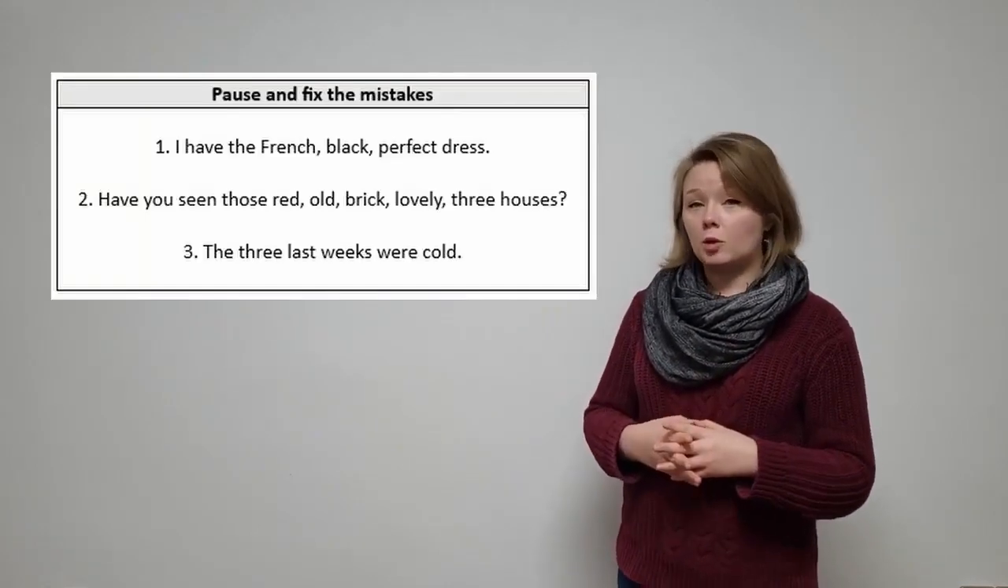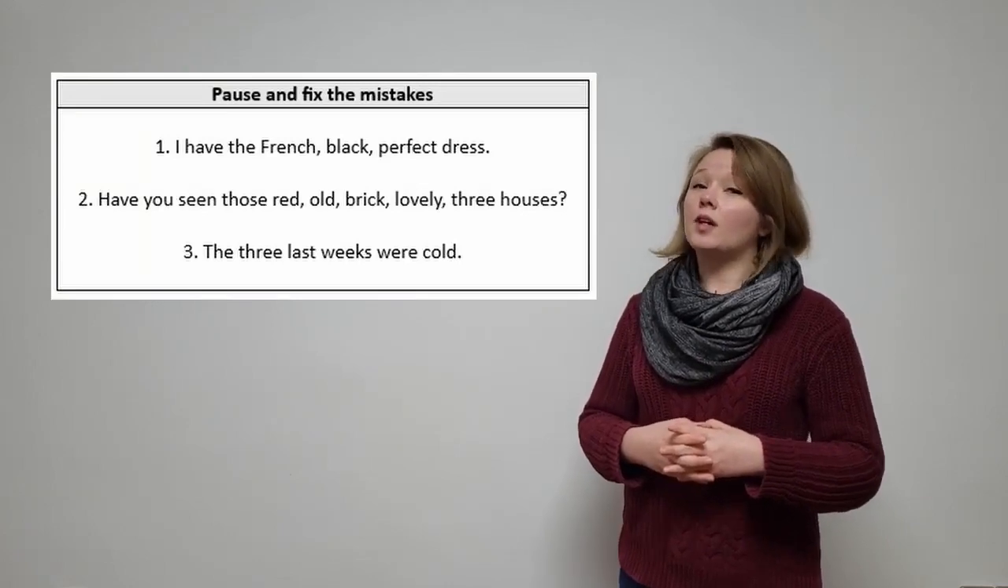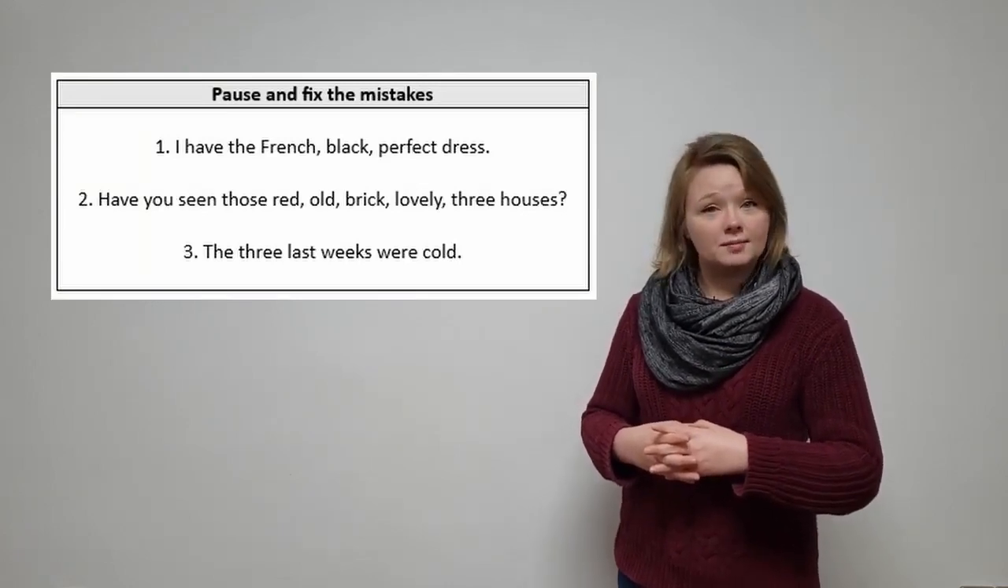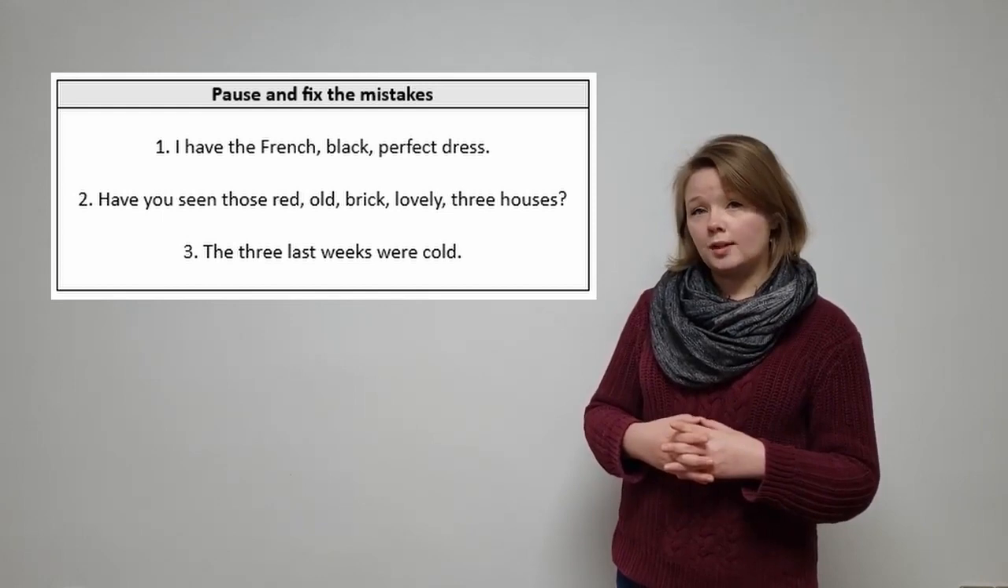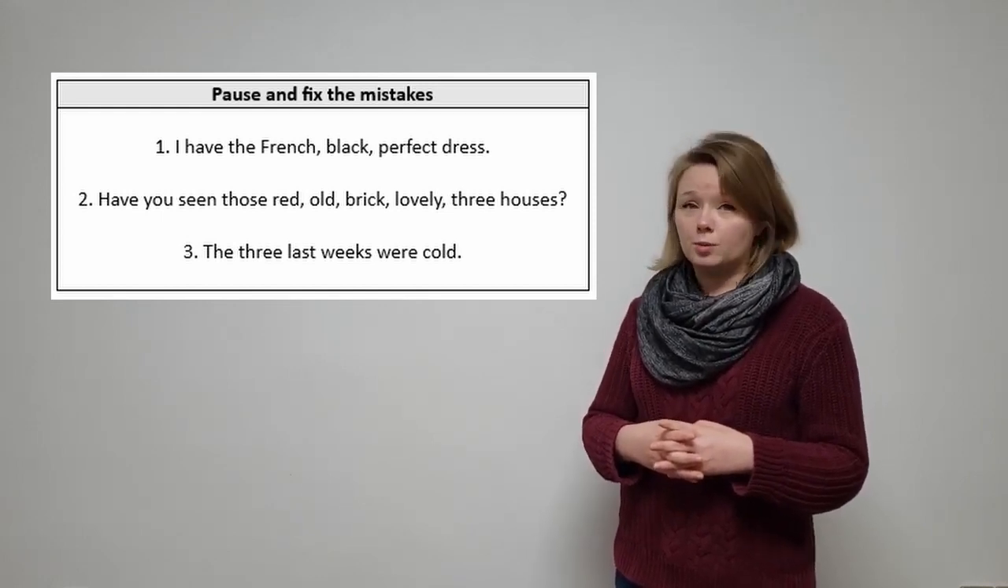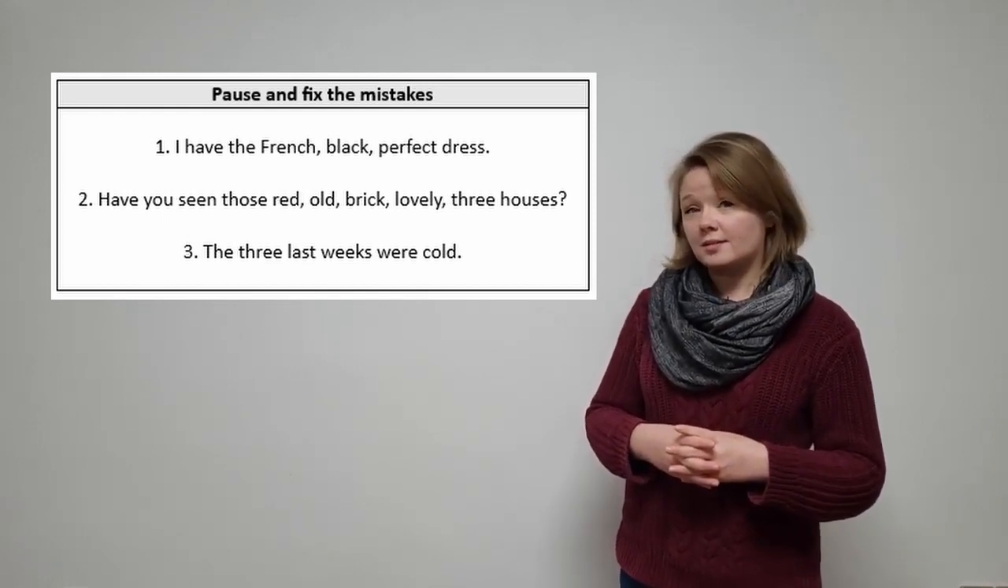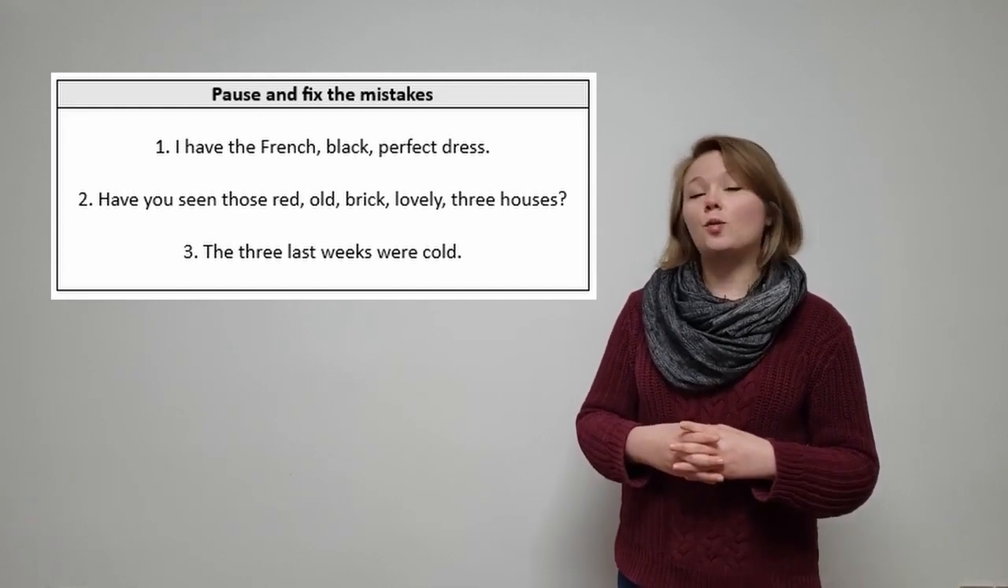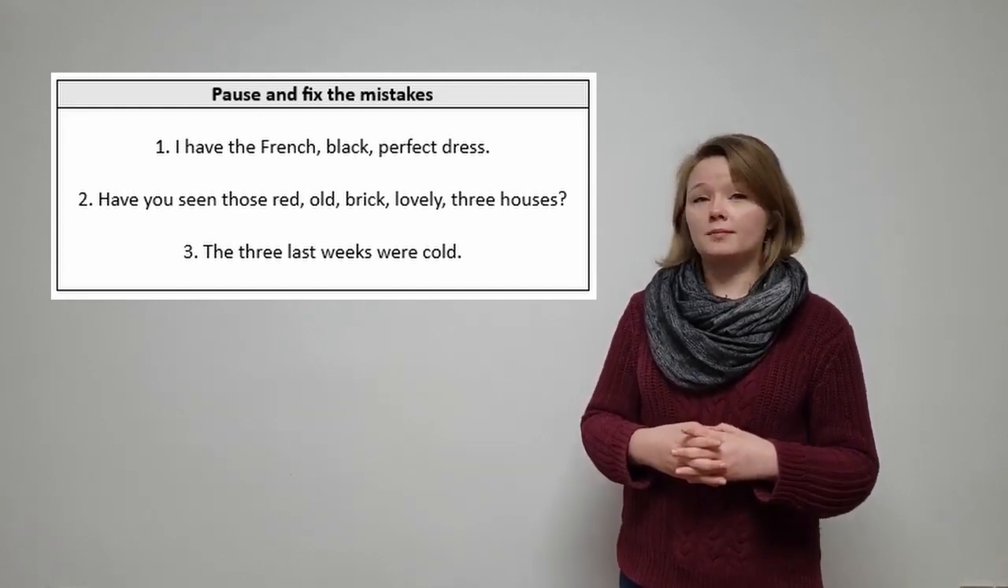Okay, let's get some practice. I'm going to put 3 sentences with mistakes in them up on the screen. Pause the video and try to fix the mistakes. Number 1, I have the French black perfect dress. Number 2, have you seen those red old brick lovely 3 houses? Number 3, the 3 last weeks were cold.